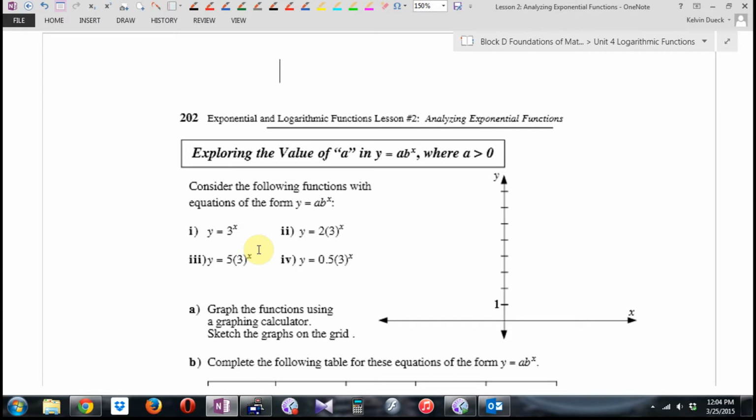So here's where we left off. What we're going to ask now. So, Zach, we've said we know what the b does in our exponential graph. Bigger base gets steeper faster. Smaller fraction decays faster. What does the number in front do?